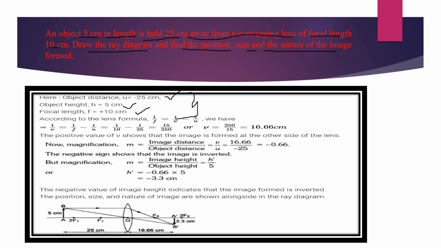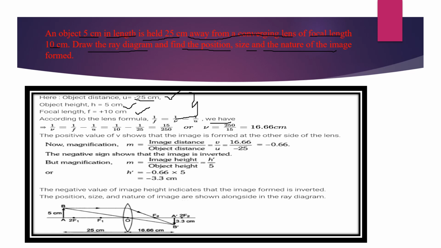So according to the lens formula, 1 by f is equal to 1 by v minus 1 by u. We have to find the position of the image, so I'll just keep my 1 by v here and take the minus 1 by u to the other side. So I'll get 1 by v is equal to 1 by f, and if I take this minus to that side, I'll get plus 1 by u. Here, why is it negative? Actually it is plus only. Plus into minus is plus only. But my object distance is minus 25 centimeter.